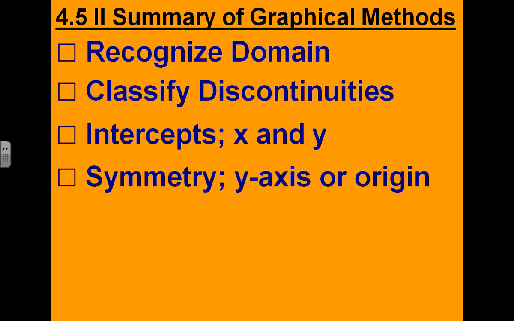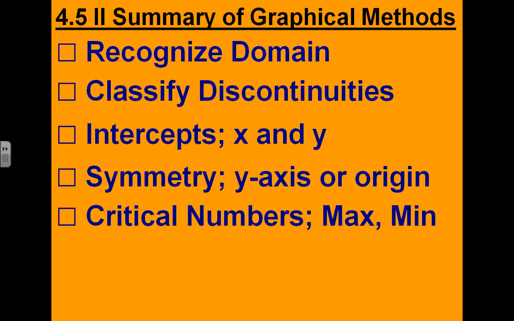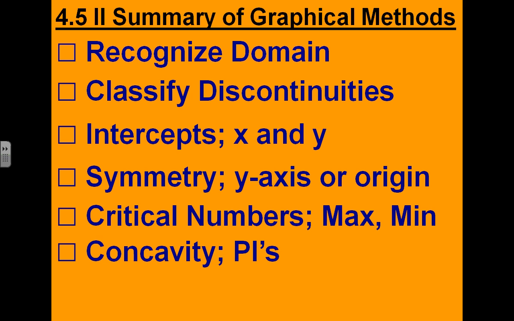Symmetry, is it even or odd? We talked about those yesterday. Even symmetry is reflective over the y-axis. Odd is reflective over the origin. So make sure we have that written down. Critical numbers come from the first derivative, where the derivative is undefined or equals 0. Those give you maxes and mins and cusps and points of interest. Concavity or points of inflection is where the second derivative equals 0. That gives you intervals of concavity. It can also give you a max and a min.